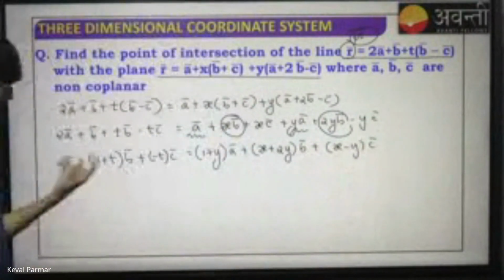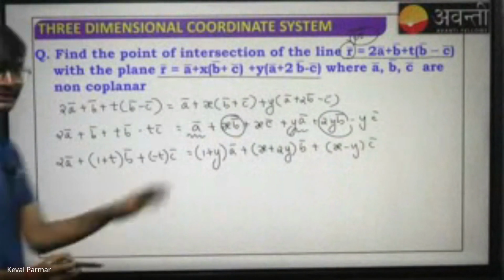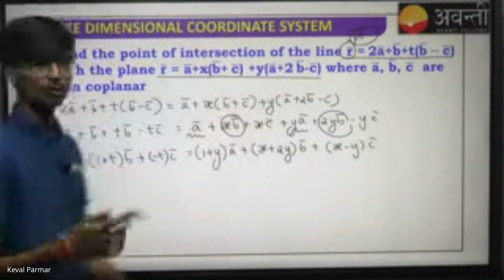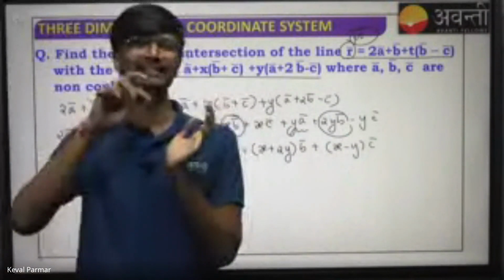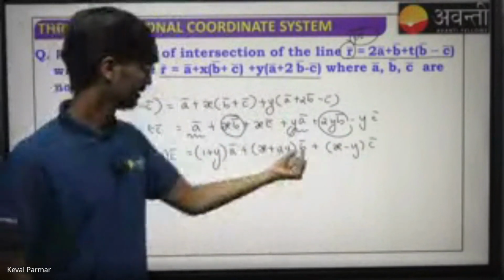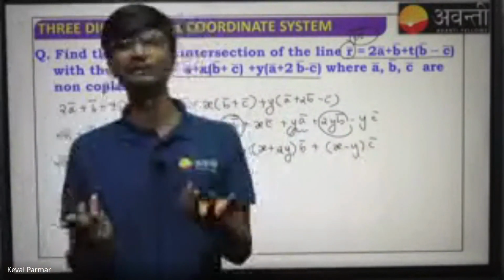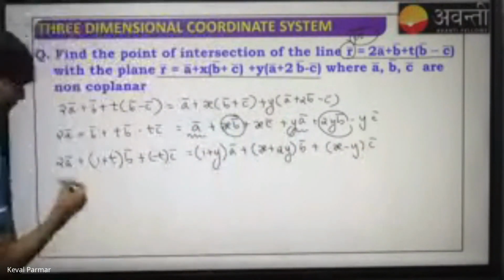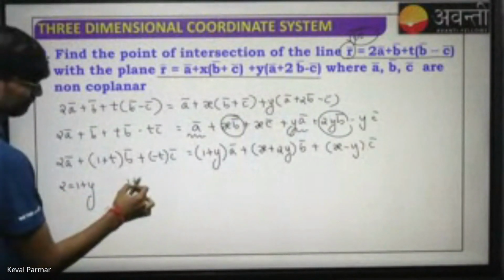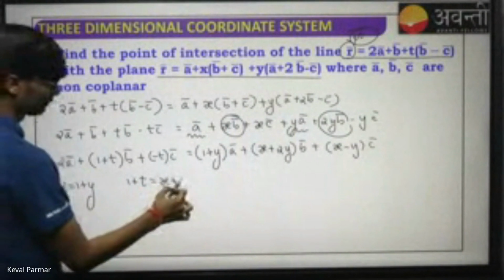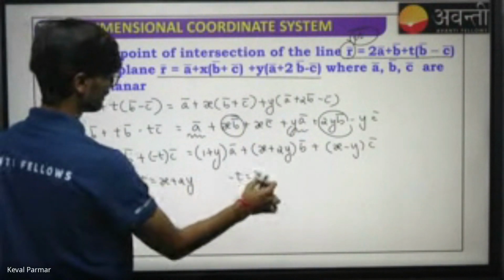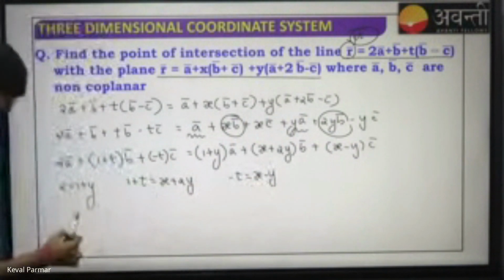Now, let us equate the coefficients of a vector, b vector, and c vector. I hope you know this is how we do vectors. Like if it was in terms of i, j, k, then also we have to do the same thing. Here also we'll do the same thing. So 2 equals 1 plus y, then 1 plus t equals x plus 2y, and minus t equals x minus y. From here I'll get y equals 1.